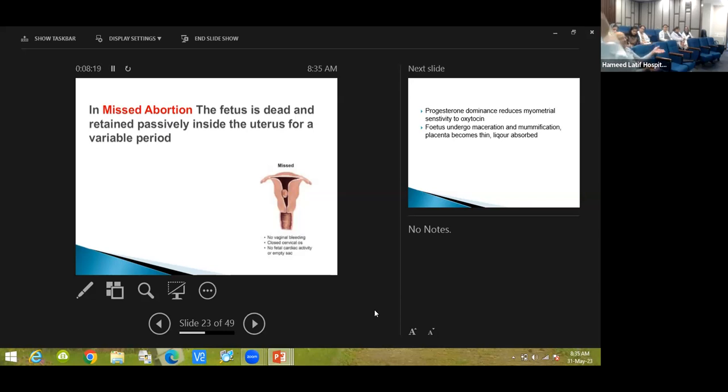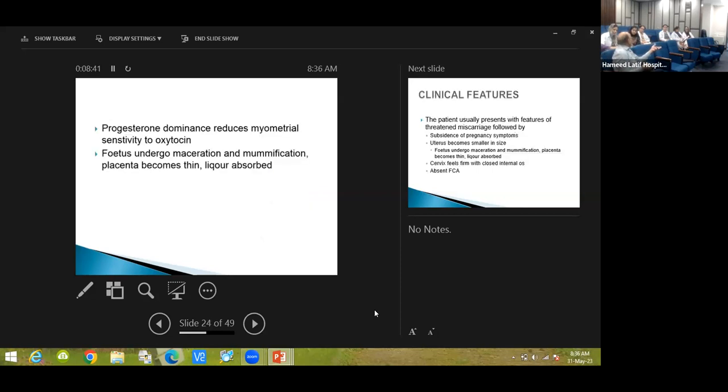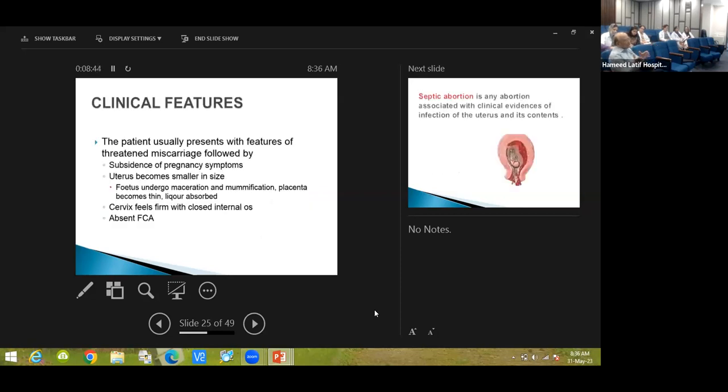And these days what we do is an ultrasound. When we do ultrasound, if fetal cardiac activity had previously been seen, it will be absent. The size of the pregnancy sac will be smaller than what we expected, and the size of the embryo or the fetus would also be smaller. And you will find that there is no cardiac activity. So those are the features.